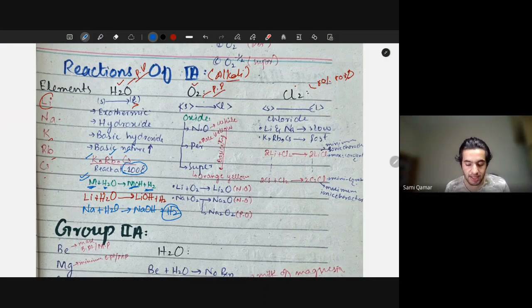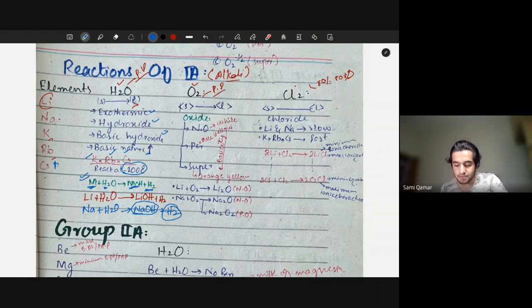And now it is exothermic, means energy will release. Hydroxide will form. That will be a basic hydroxide. We know that NaOH is a strong base. And then the basic nature will increase from top to bottom. It means cesium will have more basic character than lithium, then sodium, then potassium, then rubidium. So cesium will have the most. I hope you understand. Okay, so this was the reaction for H2O.